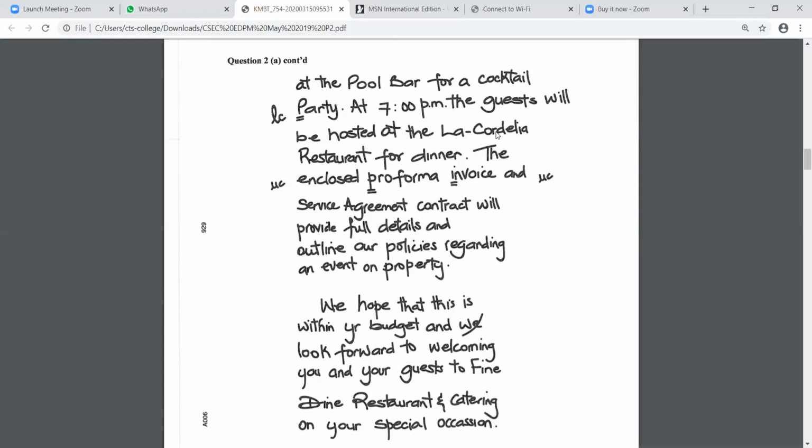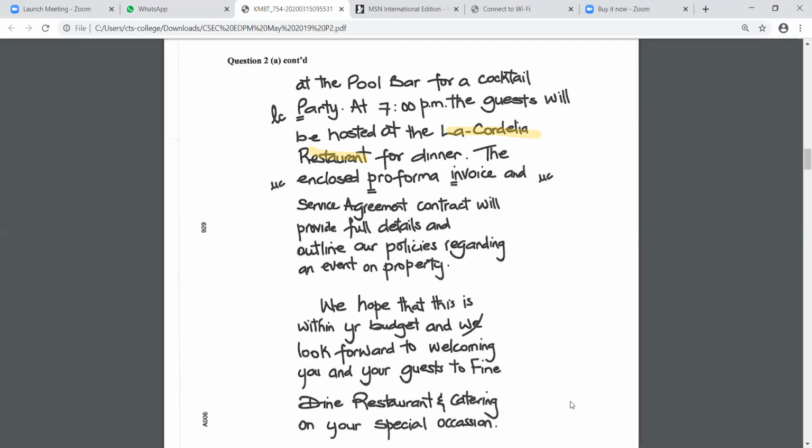Oh, that's terrible underlining. Let me try something else. Yeah? Can you all see that? So that's the location, right?